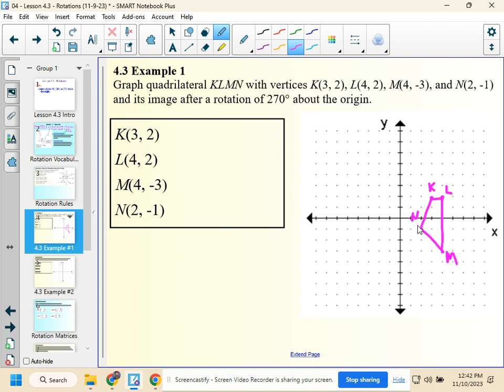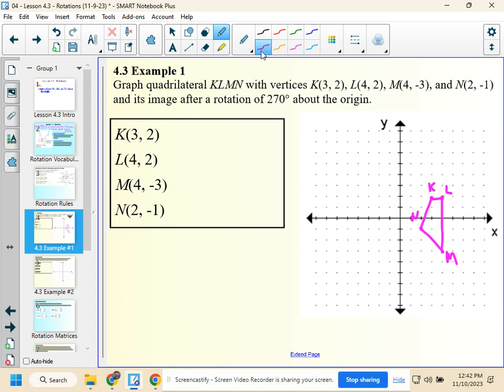So sometimes, long story short, I don't like when my new image overlaps with all the letters on this one. Sometimes I say I'll wait and put them on at the end, but then I feel like I forget to do it. So whatever, there they are, KLMN. All right, my originals graph.